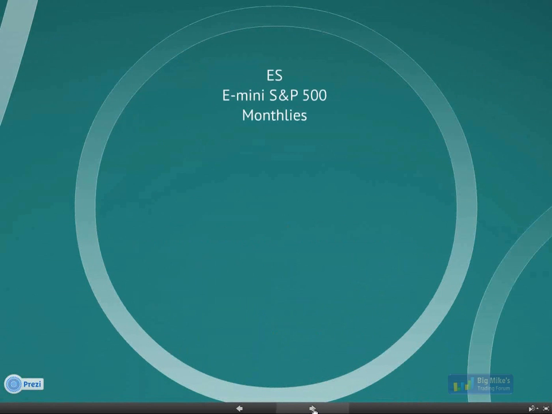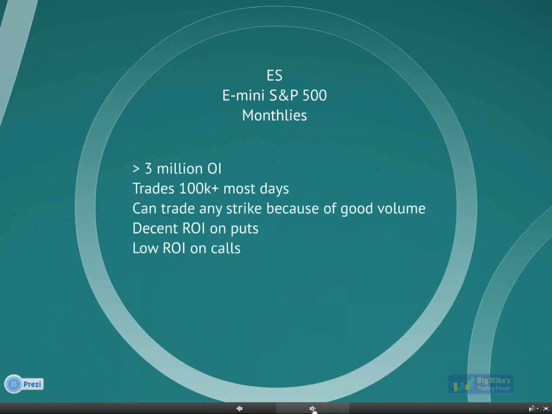The big daddy, you might say, is the ES contract, or the E-mini S&P 500 monthlies. They have over 3 million open interest. The calls and puts trade 100,000 or more most days. On those you can trade any strike because of the good volume. There's decent return on investment on puts because the premium is kept a little bit higher there and further out, because people are more worried about the stock market going down than they are about making a quick move up. Thusly, there's a low return on investment on the calls, and you can't get as far out of the money on the calls.